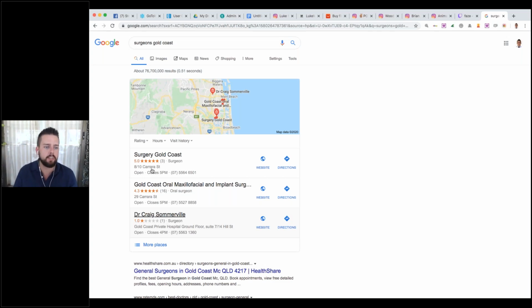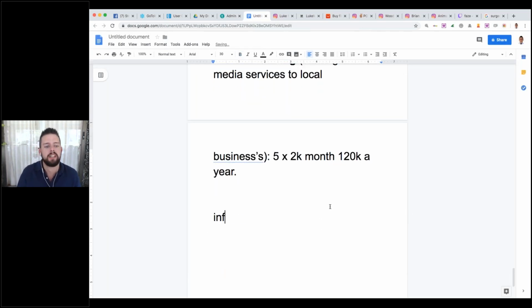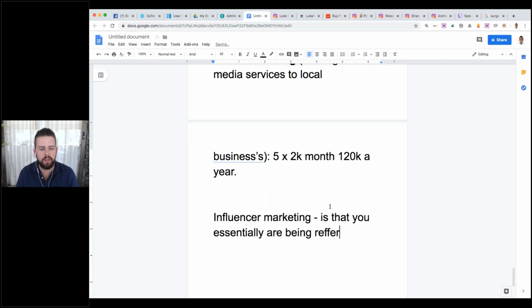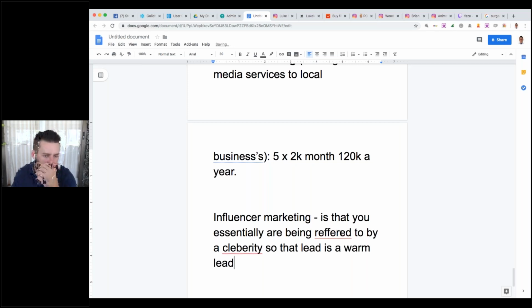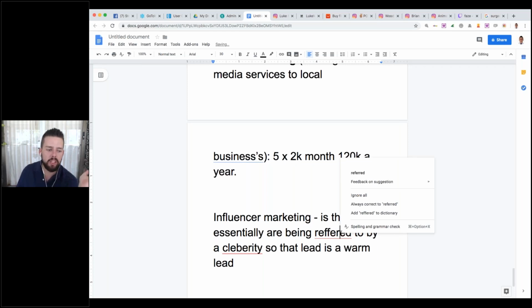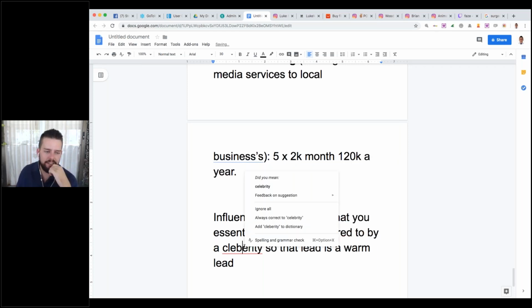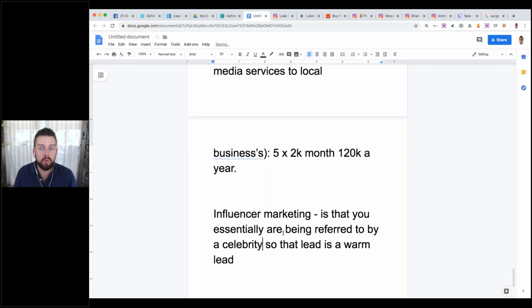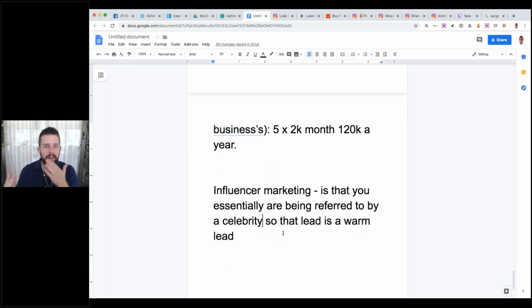The beautiful thing with influencer marketing as well is that you are essentially being referred to by a celebrity, so that lead is a warm lead. It's warmer than just some random person finding you and then following you, right? If you've made that connection, that you have worked with that person, people are more likely going to stay following you as well, because you've got that legitimacy there, right?